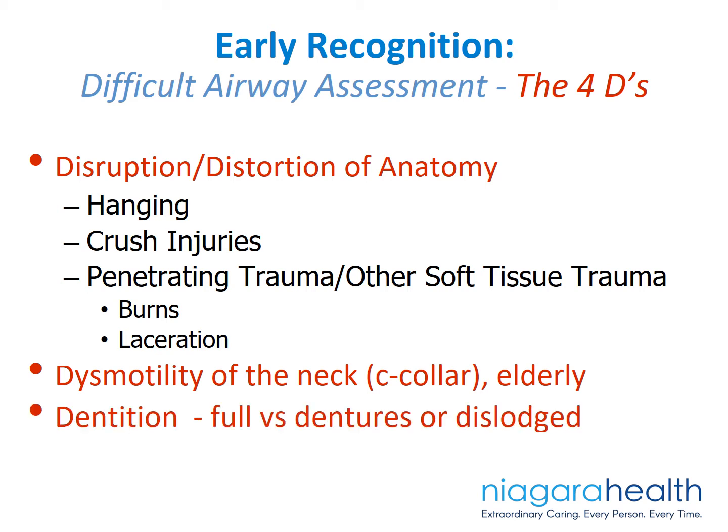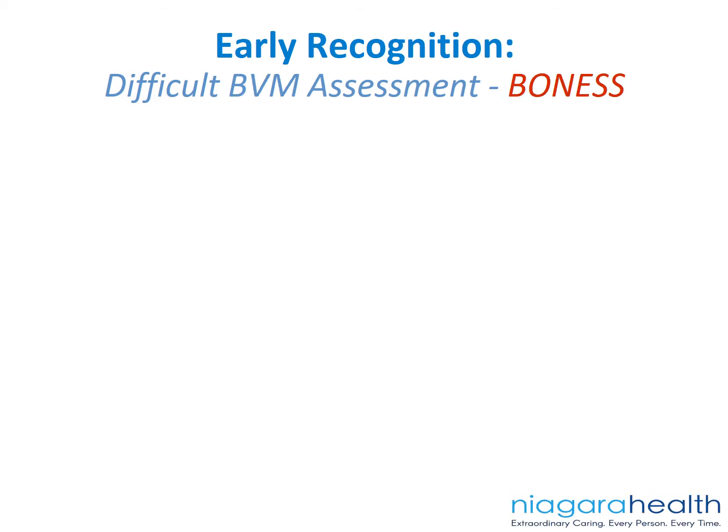Dentition, full versus dentures or dislodged. Beware the edentulous elderly patient, because they typically have bad arthritis. The one saving grace is there's a little bit more room for your blade, but typically their neck isn't going to extend. If they have a full set of teeth, it also narrows your ability to get a blade in. And if teeth have been dislodged, then that's a signal to you there's actually been significant force and trauma, and potentially there may be anatomical structures that have been actually disrupted.